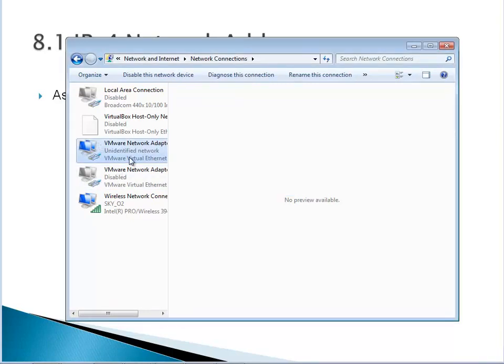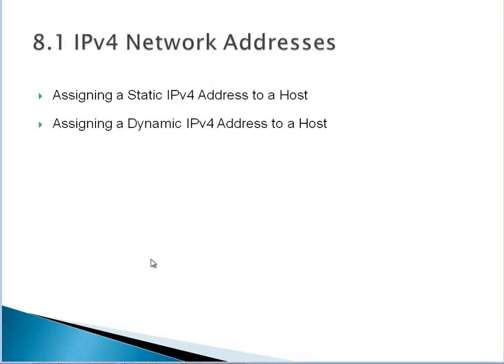Okay, I'm going to disable again because I don't need it. Okay, we just saw how to assign a dynamic IPv4 address to a host as well. Now unicast, broadcast and multicast transmission. Now unicast is when two PCs communicate with each other.